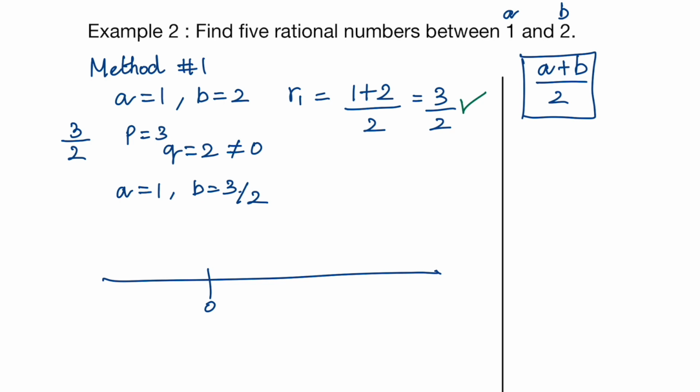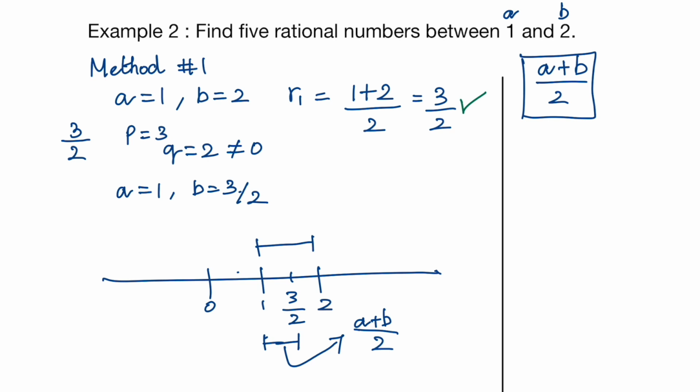Okay, so we have 0 here, let us say we have 1 here, we have 2 here, and right in between we have found 3 divided by 2. This is the initial range that we took, and we have found a number 3 by 2 right in between. Now we are going to take 1, 3 by 2 as our new range and apply the formula a plus b divided by 2.